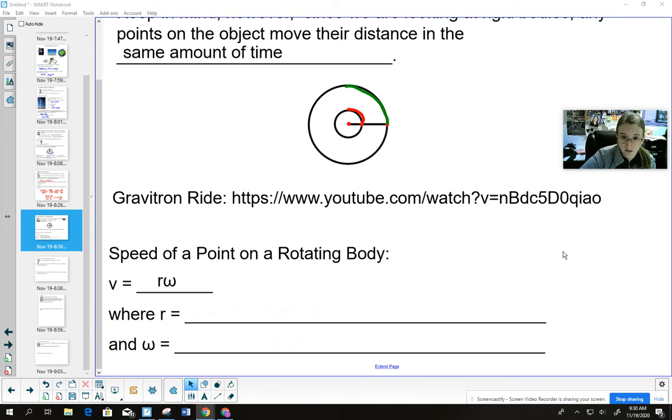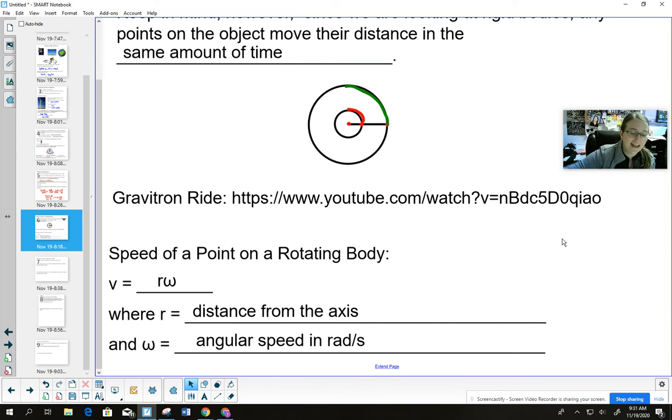You can probably guess what r is because we're talking about a rotation, so that's circles, right? R is the distance from the axis. Or you can think about it like the radius, yeah? It's the distance from the center, wherever we're rotating at. And omega is what we were just talking about, angular speed. So we do need to know the angular speed in order to find the actual speed.